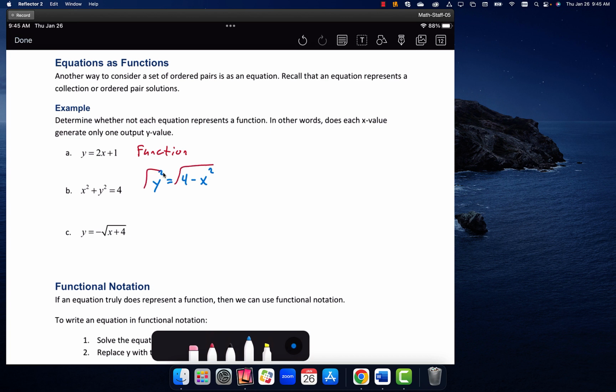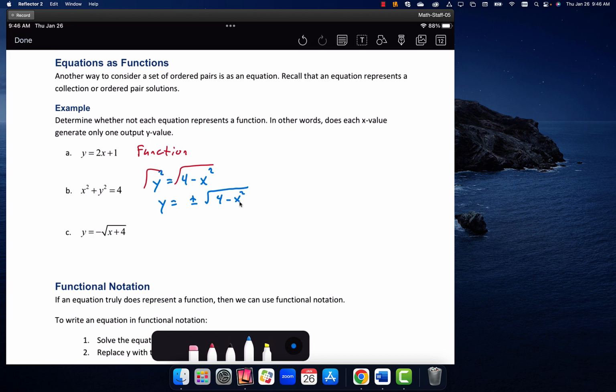And remember, when you take the square root of both sides, we have to do plus or minus. So we have plus or minus the square root of 4 minus x squared. Now that you have y isolated, you can ask that question again. No matter what you plug in for x, will you ever get more than one y value back? And in this case, you will.